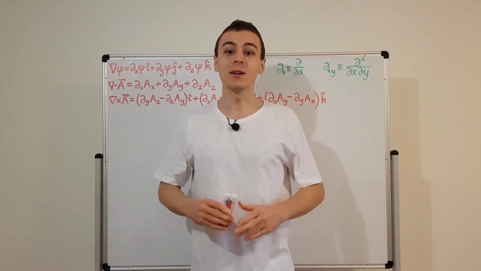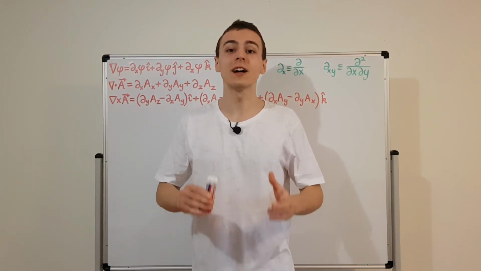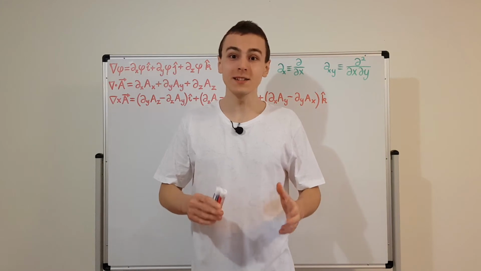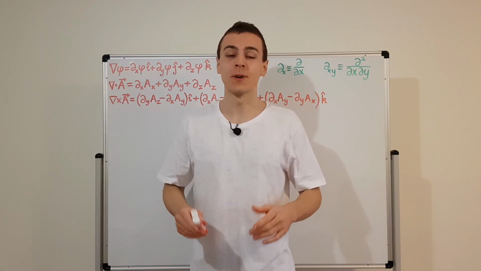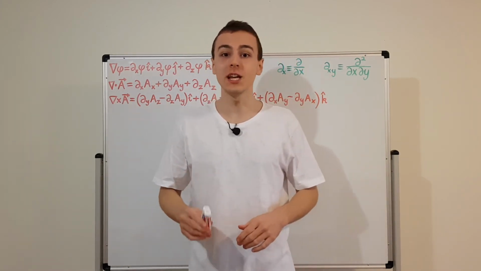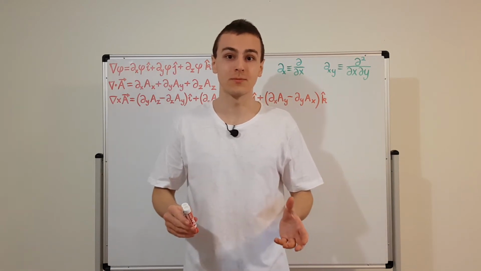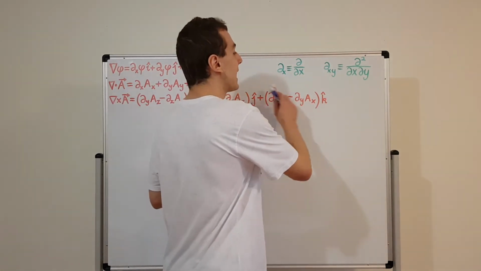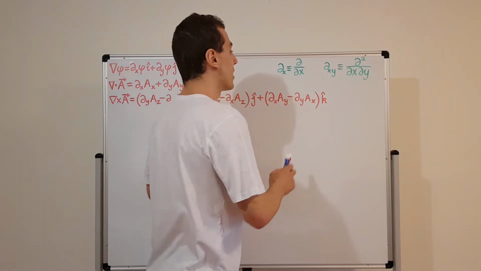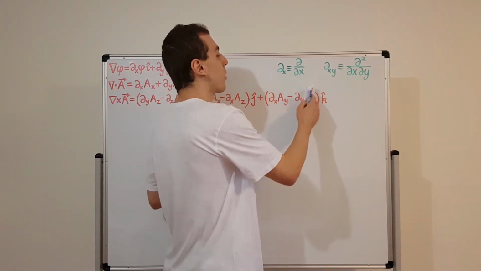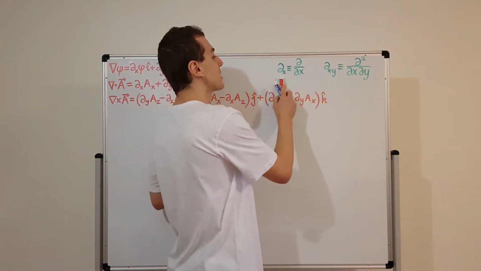In this video, I'm going to derive some very useful vector identities involving the gradient, divergence, and curl. I will be using a shorthand notation for all of the partial derivatives, and you can see that shorthand notation in green over here. So every time I differentiate with respect to x, y, or z, I'm going to use this compact notation.